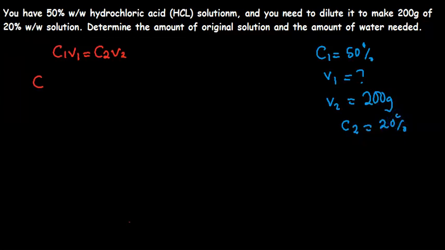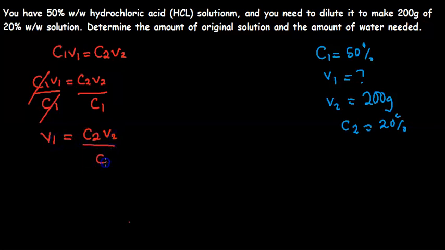Okay, let's go back to our formula. We need to find the initial volume first. C1 V1 is equal to C2 V2. For us to find V1, we are going to divide both sides by C1, which is the initial concentration. At the left hand side, initial concentration will cancel the initial concentration. We are going to be left with V1, which is simply going to be C2 V2 divided by C1.